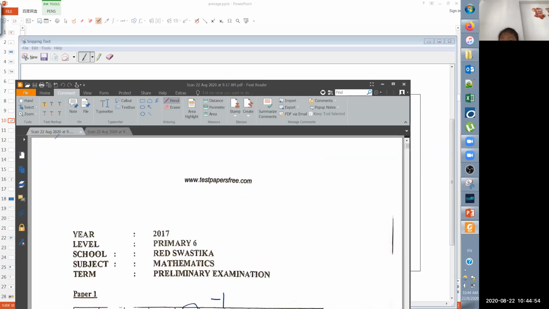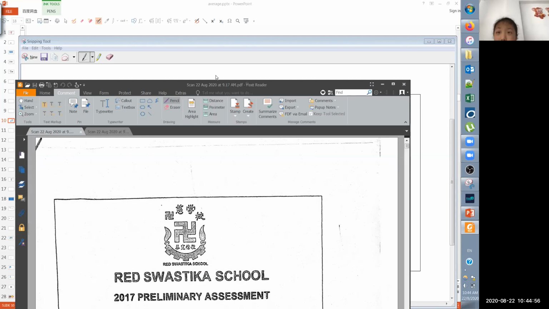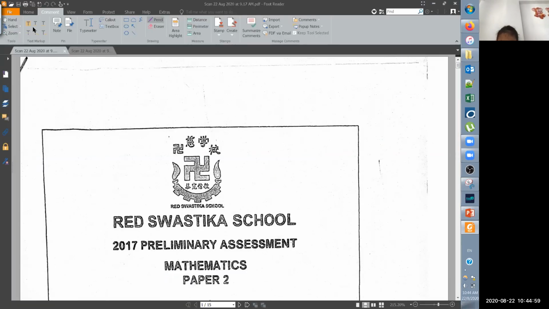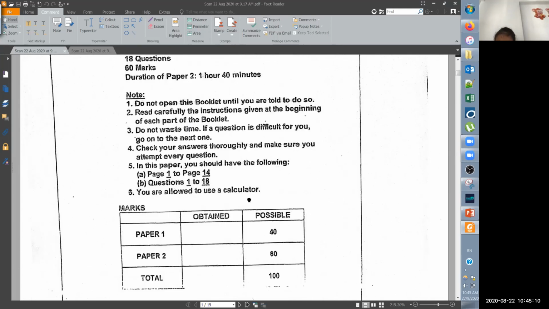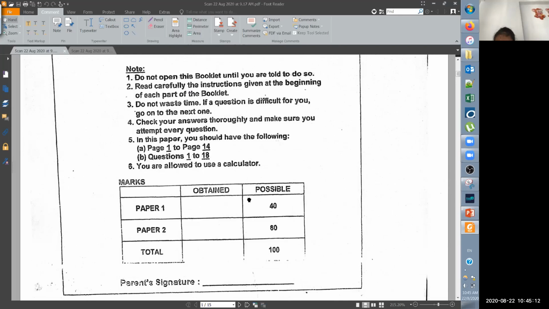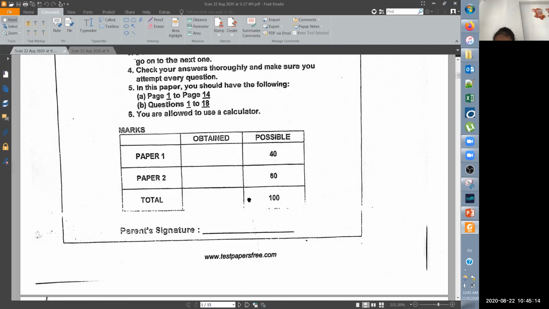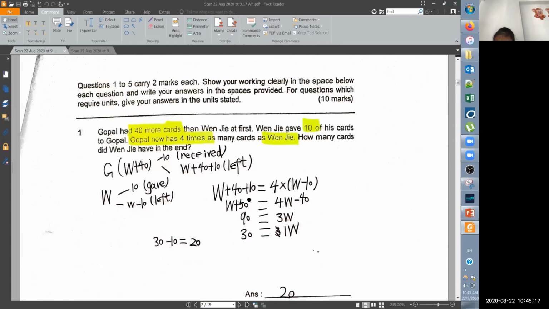This is the one. For this paper, you are given 1 hour and 40 minutes, and you use 1 hour and 30 minutes. Question 1, everything is good. Remember to let W be blah blah blah. Remember this statement.